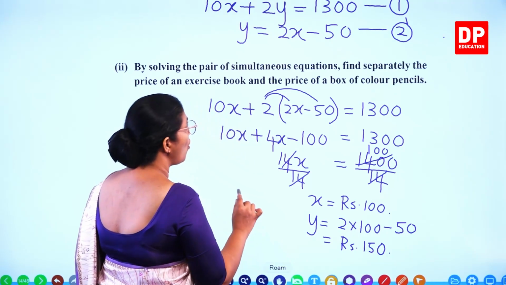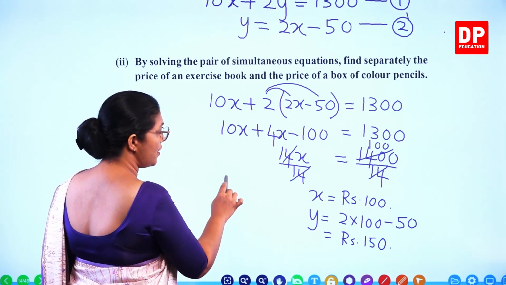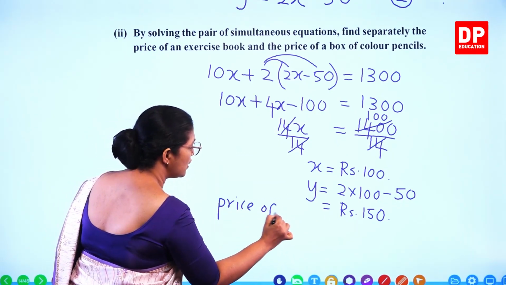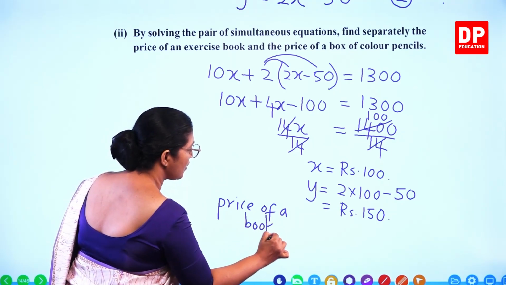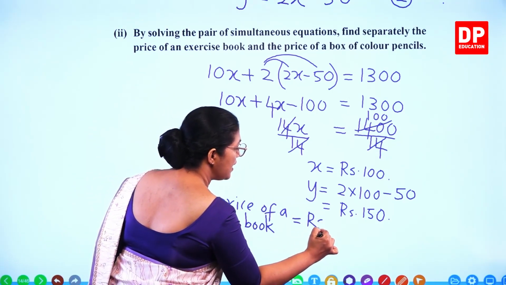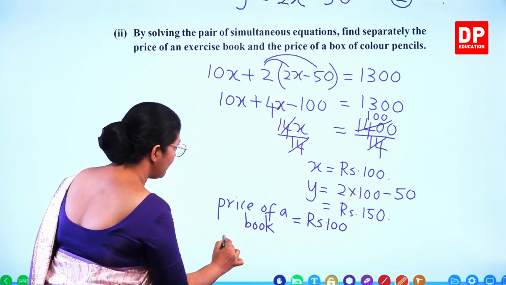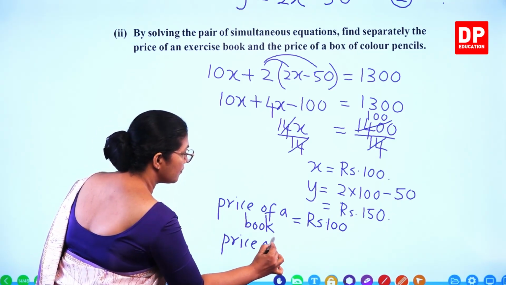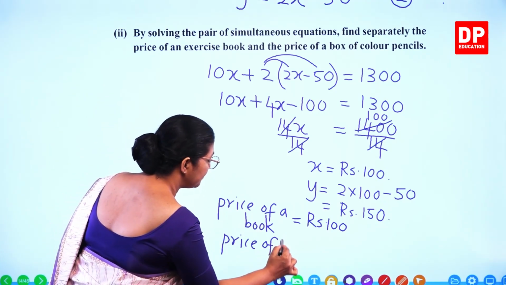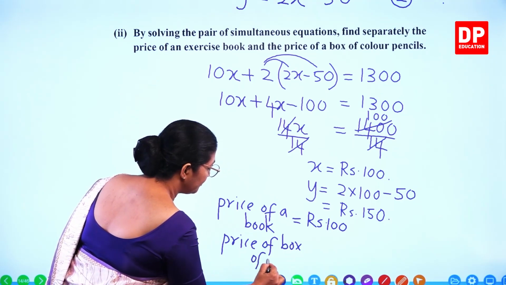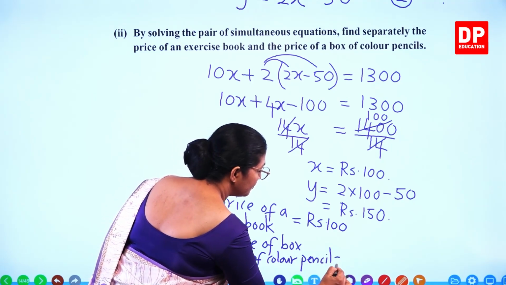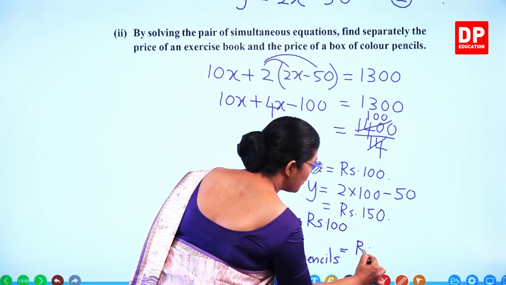So what is the price of a book? That's 100 rupees. Price of a book, that's x, so 100 rupees. And the price of a box of color pencil is 150 rupees.